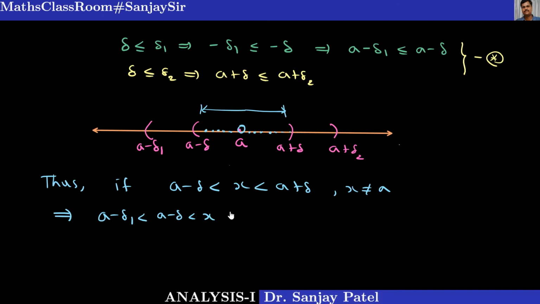Okay, and it means there are two possibilities for x. Let me write it in a more detailed way. Say if I choose x between these two, it means either A minus delta less than x less than A is true, or A less than x less than A plus delta is true, because x is not equal to A, so I cannot include A here.